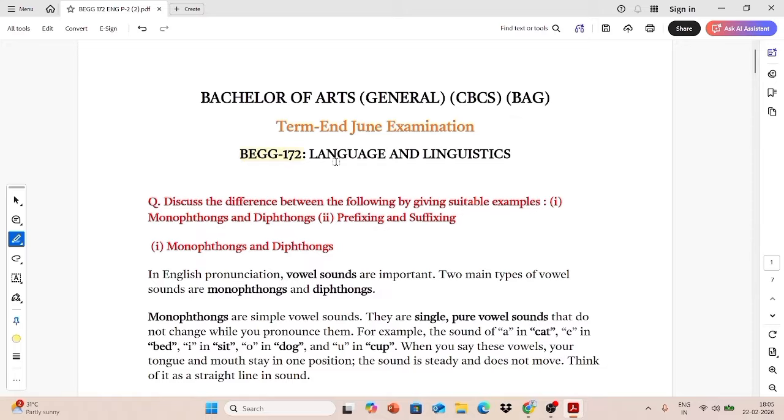Today our focus will be on your June term end examinations.